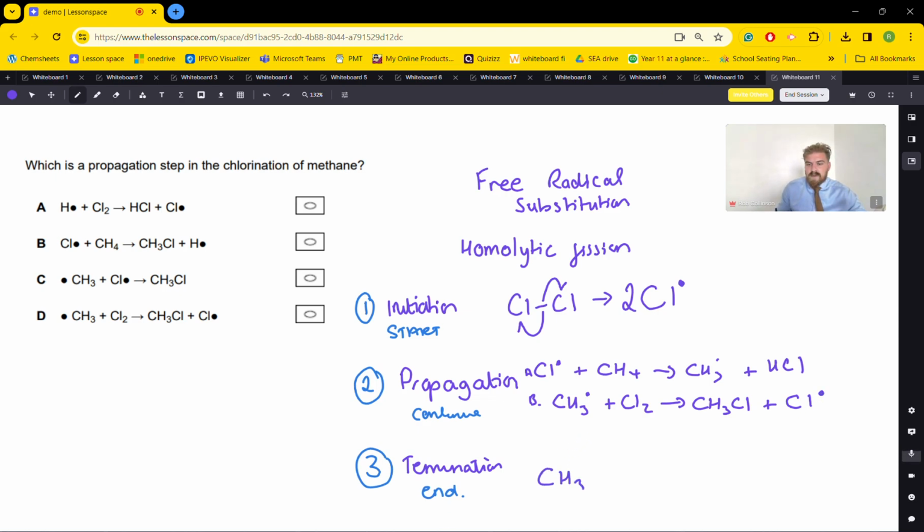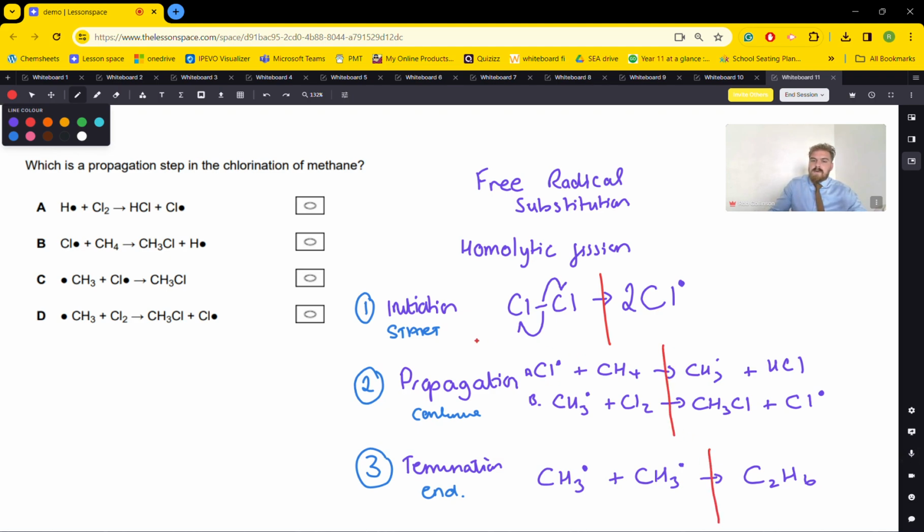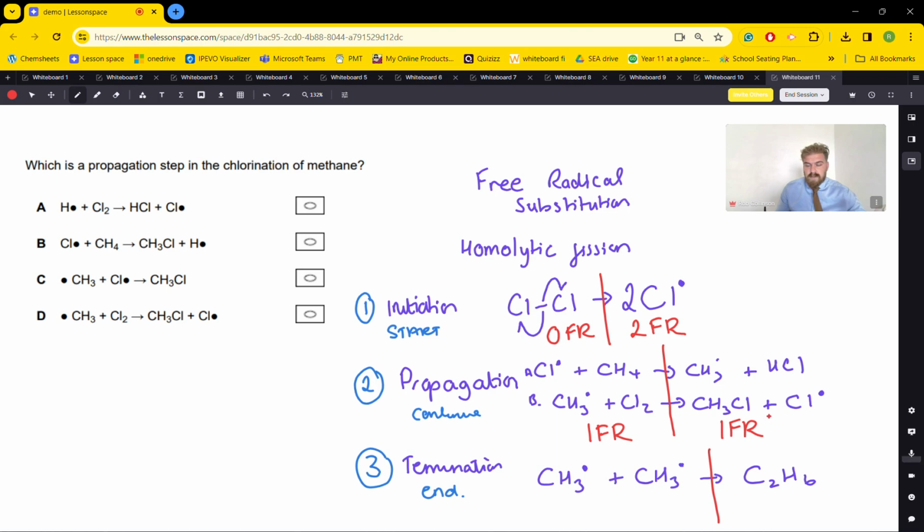An example of a termination could be written like this. So you take 2 of the radicals from above that you can see, and for example you'd say C2H6. But I want you to pay attention to the number of radicals in each step and which side they're on. So splitting the reaction down the middle, reactants and products. For initiation, you always see that there's no free radicals in the reactants and 2 free radicals in the products. These 2. For the propagation steps, you always see that there's 1 free radical in the reactants and also 1 free radical in the products.